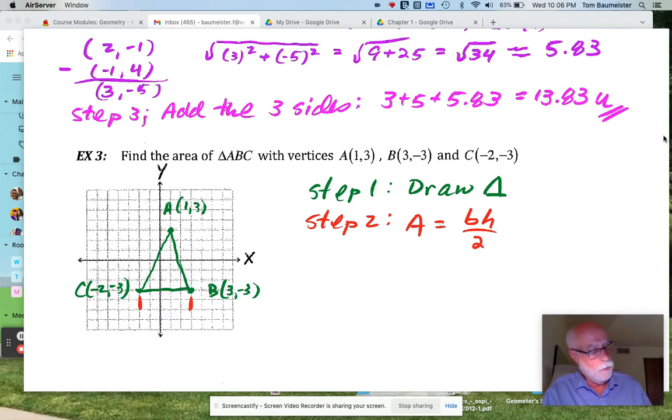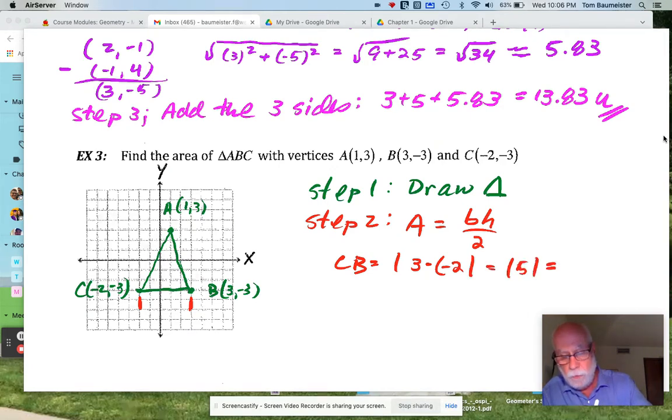Now again, like I told you, we could just say that CB is equal to, again, if I use x2 minus x1, has to be the absolute value. Again, that was from section 1.1. So I'll have 3 minus a negative 2, absolute value, which is equal to the absolute value of 5, which is 5. Or again, you can just count from here, 1, 2, 3, 4, 5. So our base is equal to 5.